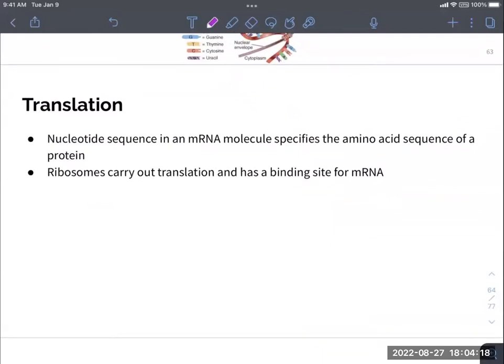During translation, those nucleotide sequences in a messenger RNA molecule specify the amino acid sequence of those proteins. So ribosomes carry out translation, and it has binding sites for that messenger RNA.